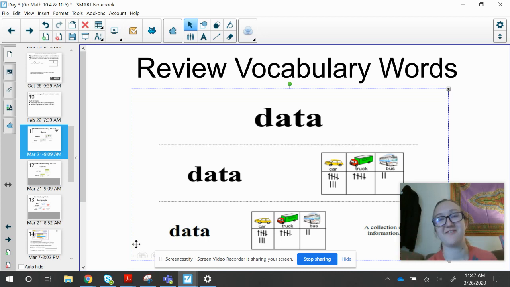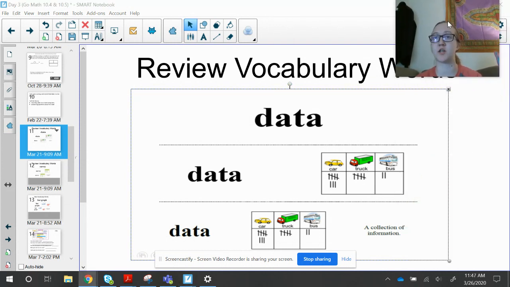Hello, class. We are going to be learning about graphs today. Before we learn about graphs, I just want to share a few vocabulary words that we have been going over. The first one is data. Data is a collection of information. Can you say that? Collection of information.